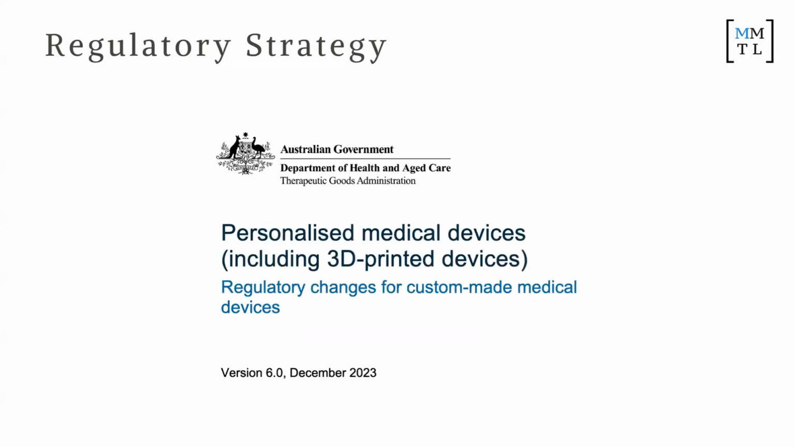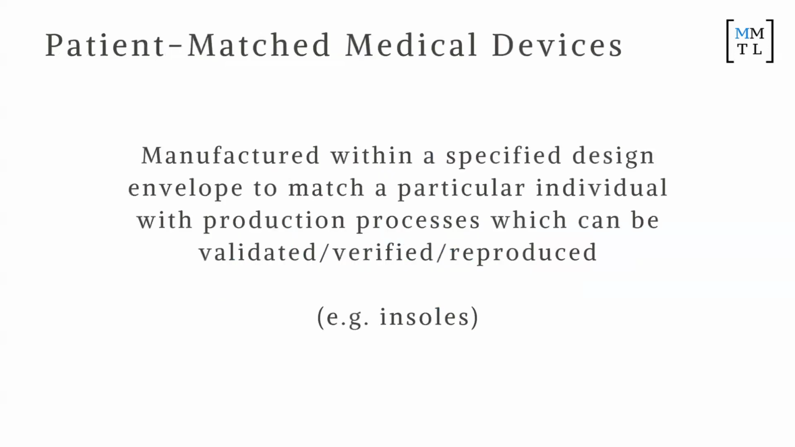All right, a good guidance to be aware of is this guidance, which was just released in December last year. It talks about how you can use 3D printed devices in Australia, right? They have a couple of categories, and we'll go through this entire flow chart later about which device is which. But a key category that they have is what's called patient-matched medical devices. These are medical devices which are manufactured within a specified design envelope to match a particular individual, with production processes which can be validated, verified and reproduced. Okay, so we'll go through each component there.